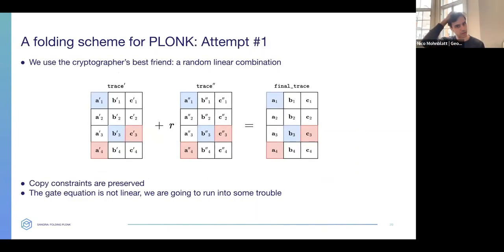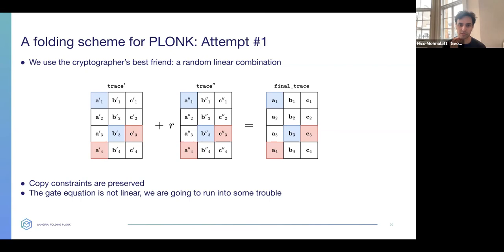Cool. So how do we do this for PLONK? We're going to take pages from Nova's book, or just cryptography in general. The first attempt is random linear combination. So I'm representing my traces as little matrices. This is both the instance and the witness part. I have trace prime plus r times trace second equals some final trace.